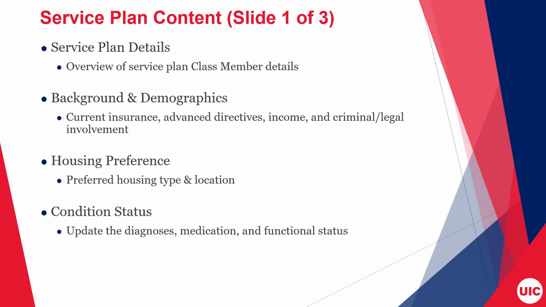All sections of the service plan are to be completed before finalizing the plan. These sections include service plan details, which is an overview of the service plan and class member details. Background and demographics, which reflects current insurance, advanced directives, income, and criminal legal involvement. Housing preference, which reflects the class member's preferred housing type and location. Condition status, which provides an update on the class member's diagnoses, medication, and functional status.